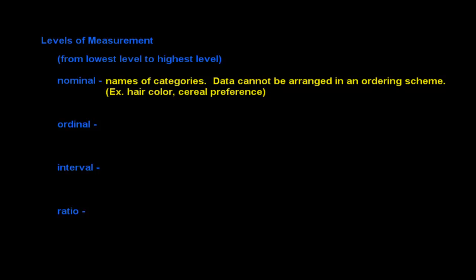So stepping up to the next level, we're still talking about categories, but now there's a logical order to them. For example, t-shirt size. Well, generally, it makes sense to list them small, medium, large, or there may be other sizes in there too, extra small, extra large, but they would be in a particular order that makes sense. It's not just alphabetical. There's an order to them.